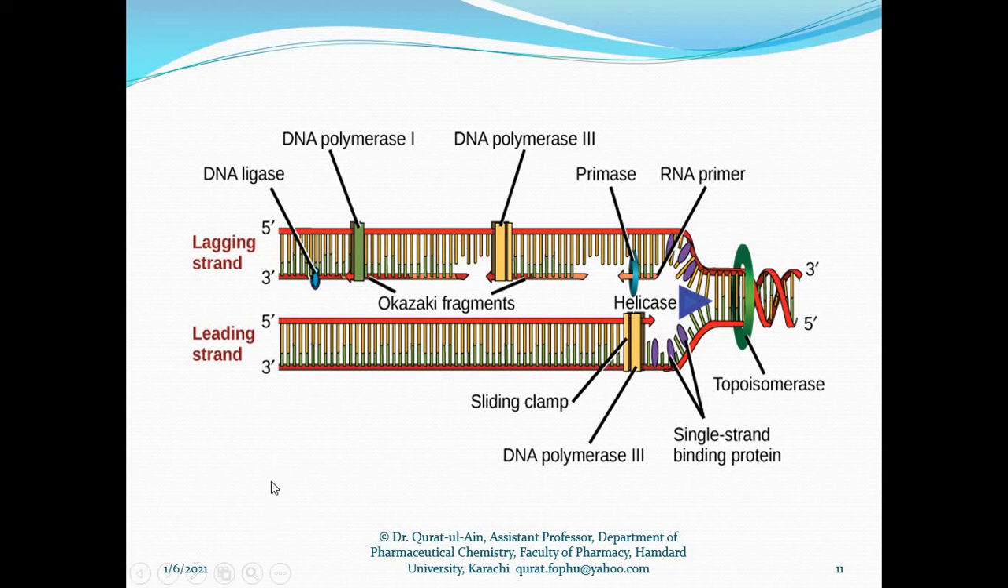Whenever replication starts, from this picture we have to understand the enzymes and proteins that help in replication. For replication, various enzymes help. One by one we will discuss their names and the roles they play during replication. The first enzyme that plays its role in replication is the helicase enzyme.